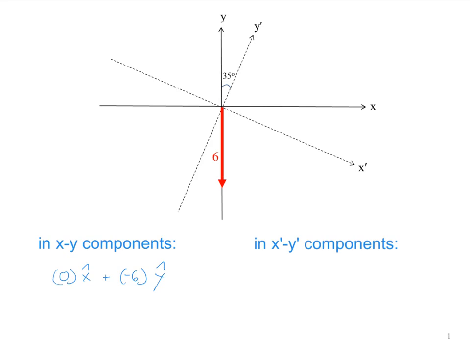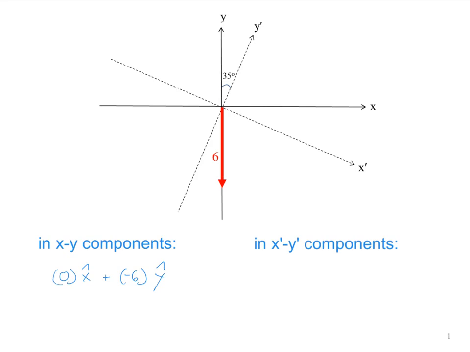Now we want to express it in terms of x prime, y prime coordinates. And in order to do this, we're going to need to write this vector as part of a right triangle. And let's remember our rules. One leg of that right triangle goes along one of the axes, and the other leg goes along the other coordinate axis. And the vector itself, this red vector here, always forms the hypotenuse of that right triangle.